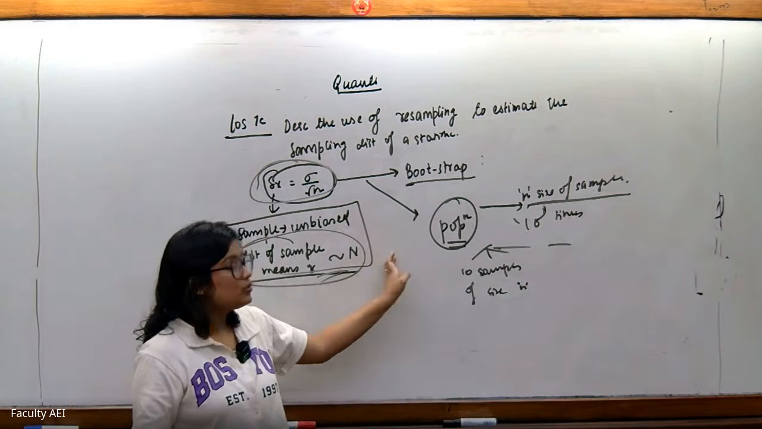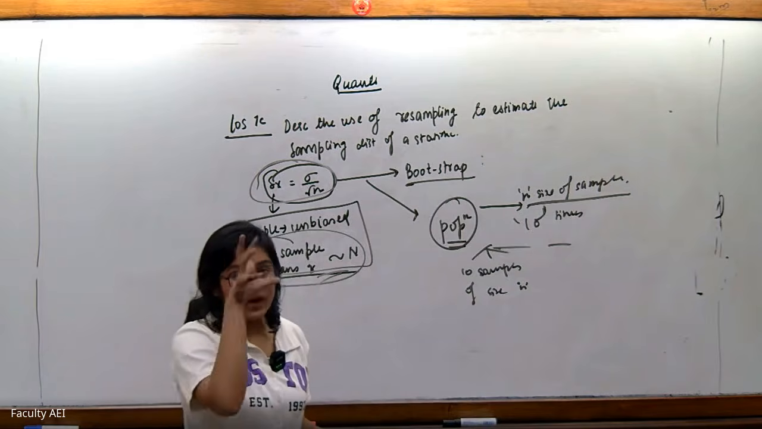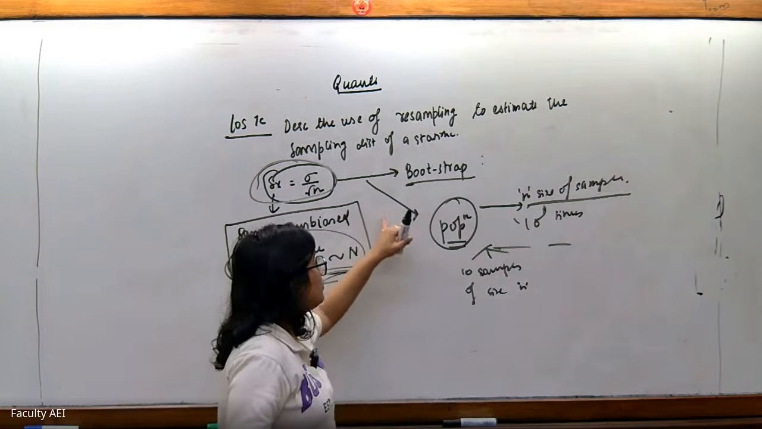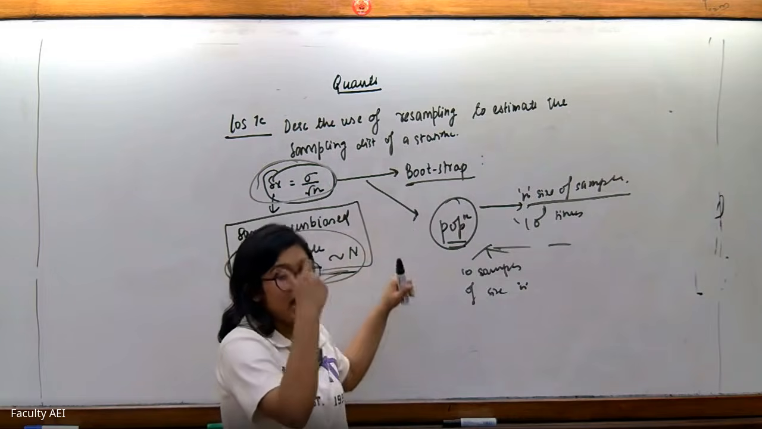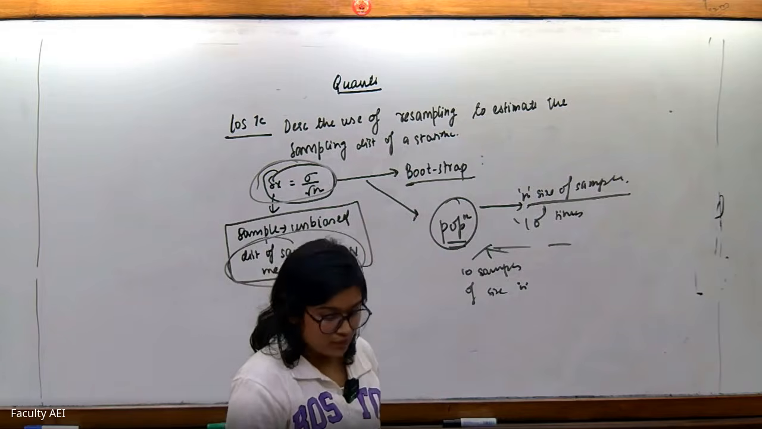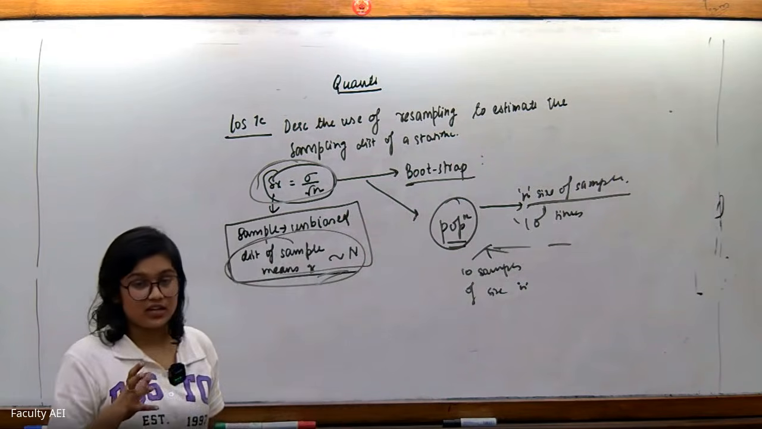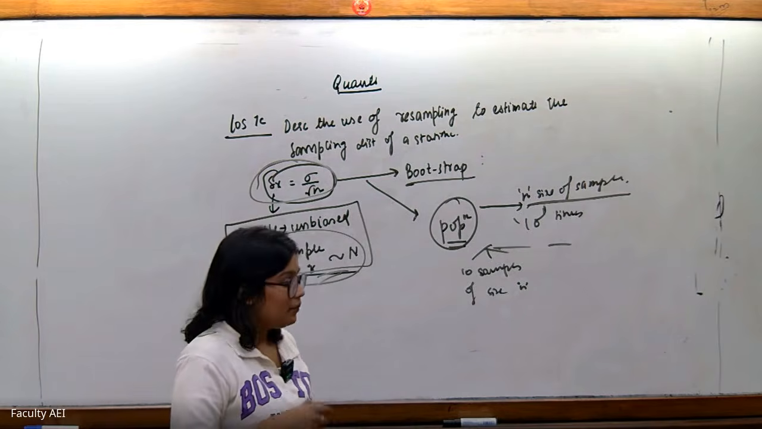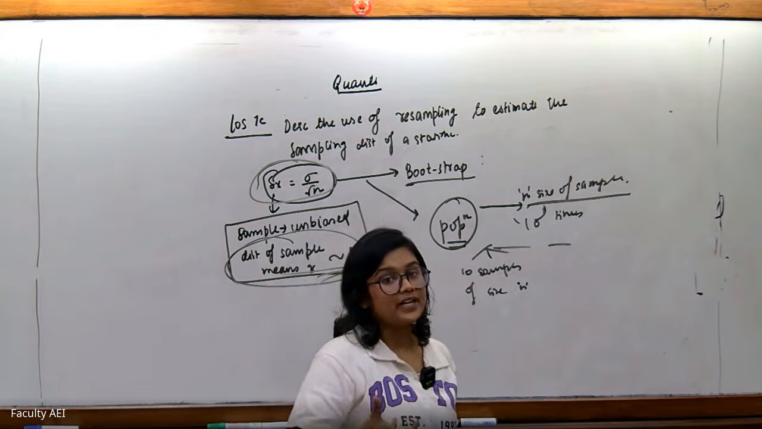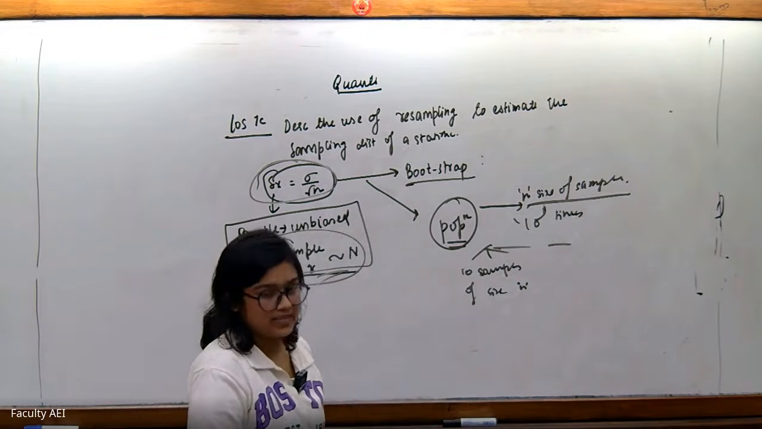So the difference between bootstrap and jackknife is what? In jackknife, you had a sample, and from that sample you were resampling. But in bootstrap, we extract 10 different samples from the population itself. So bootstrap is a little more complex when compared to jackknife, but it will give better predictive power than jackknife because of the complexities involved.